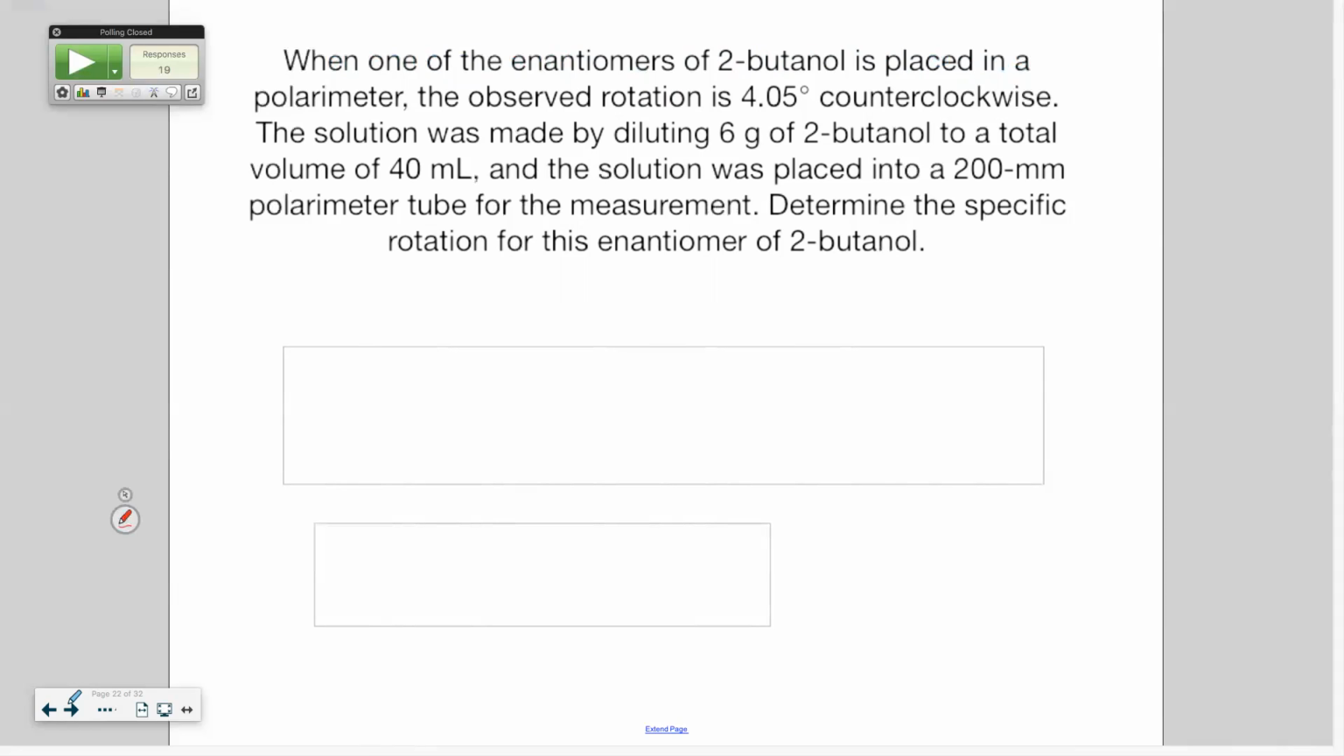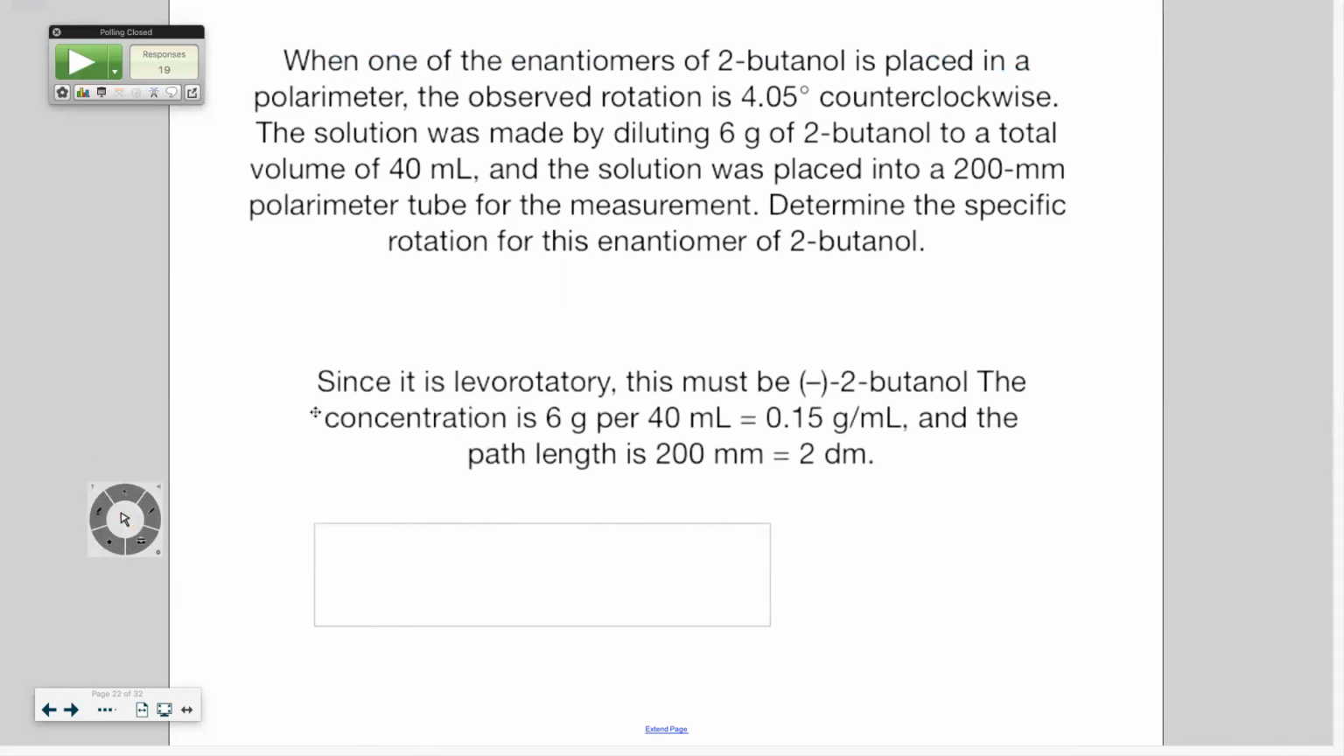Okay, so how do you do it? Since it is levorotatory, it has to be the minus one. How do you know it's levorotatory? The counterclockwise part. Okay, we're going to dilute 6 grams in 40 mL. Remember that the concentration has to be grams per mL of solution. So it's 0.15 grams per mL.